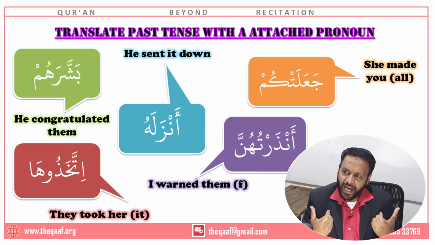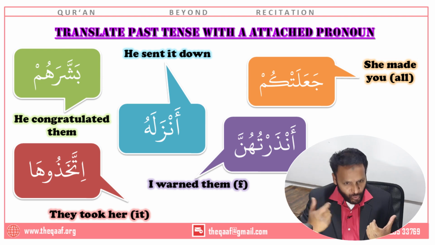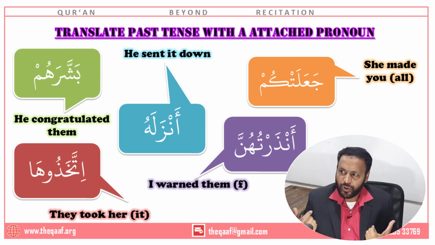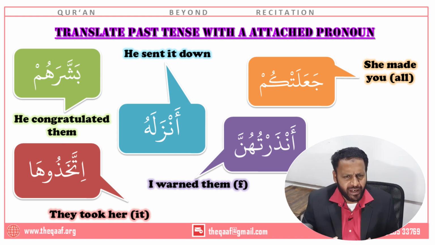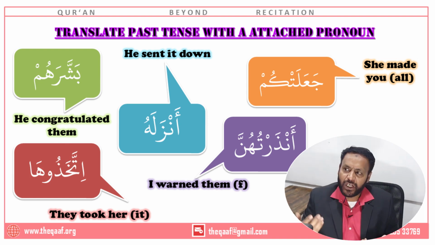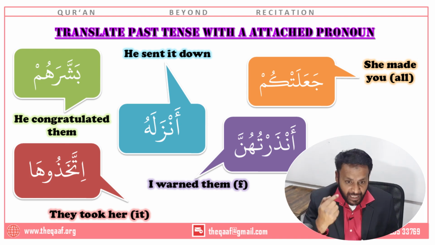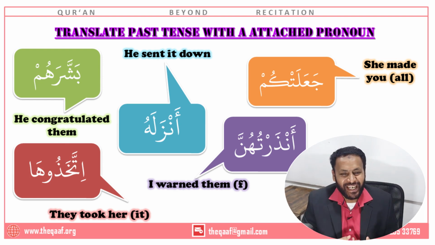Okay, hu is the attached form of huwa. So huwa means he. So hu will be either him or his, or sometimes it could also mean it. Why? Because we don't have the third gender. We use the same words huwa and hiya for it also. So if we are talking about something, a thing, then we can translate it as it also.